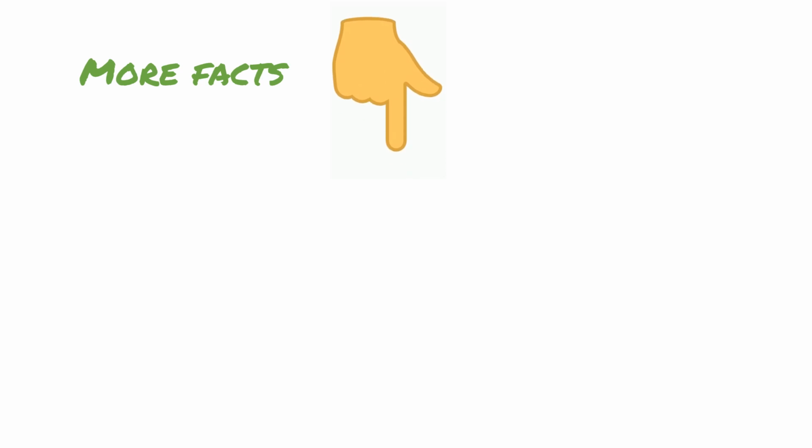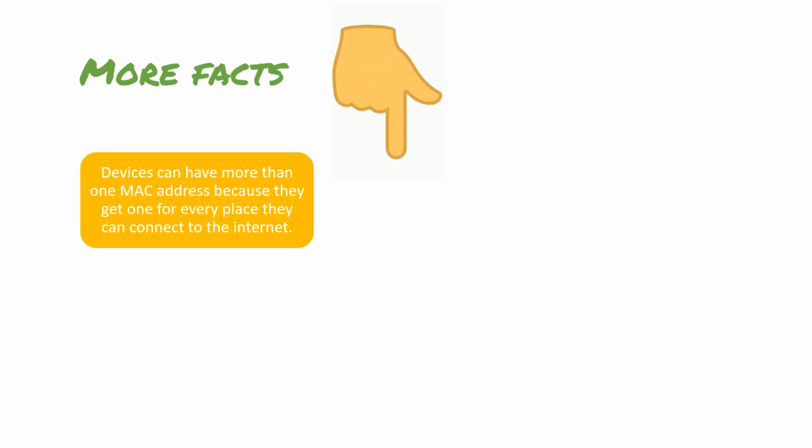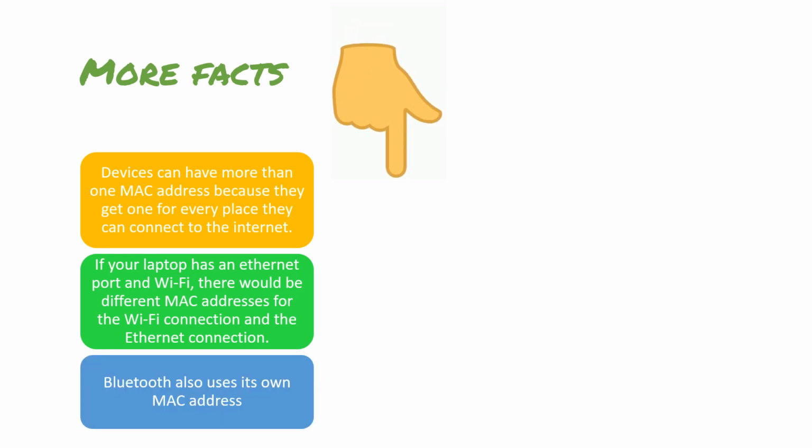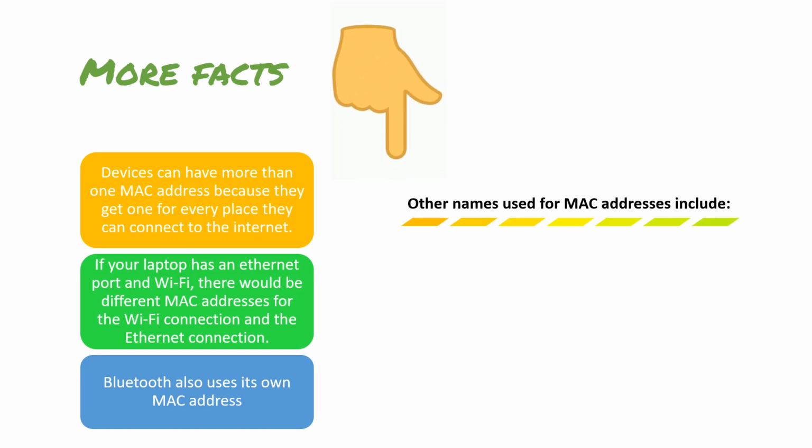Another fact about these MAC addresses is that the devices can have more than one MAC address because they get one for every place they connect to the internet. That is, if your laptop has an Ethernet port and Wi-Fi, there would be different MAC addresses for the Wi-Fi connection and the Ethernet connection. If you want to know what the term Ethernet is, you can check my video on the types of Ethernet devices. Bluetooth also uses its own MAC address. So this also you must consider about the MAC addresses.